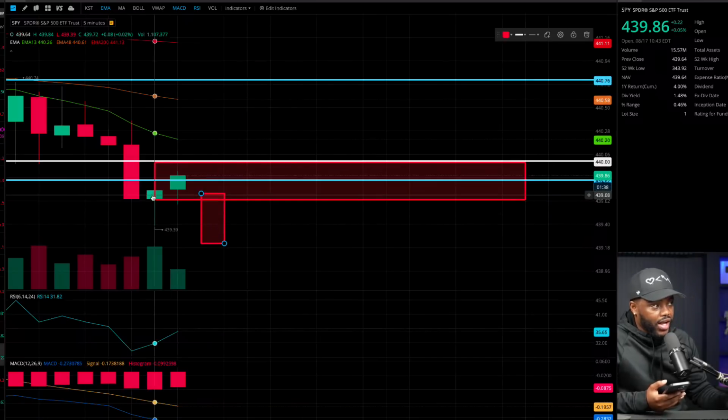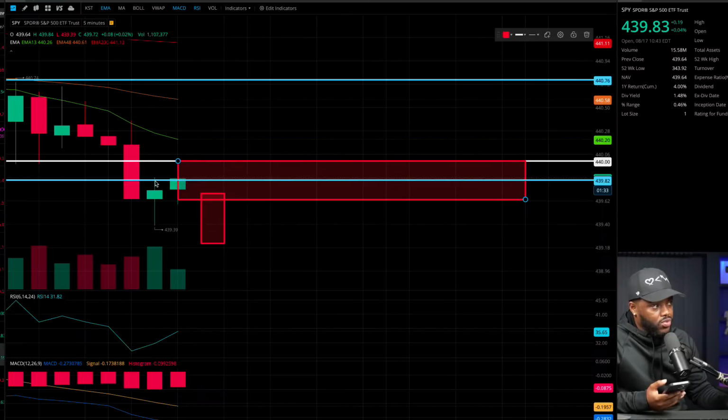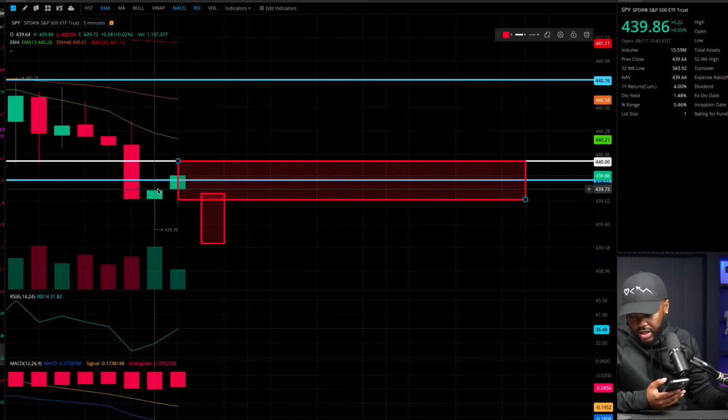So I want to see, we never got confirmation. People would try to argue that this is a confirmation, but it's touching the line and it's green. That's not confirmation on the downside.